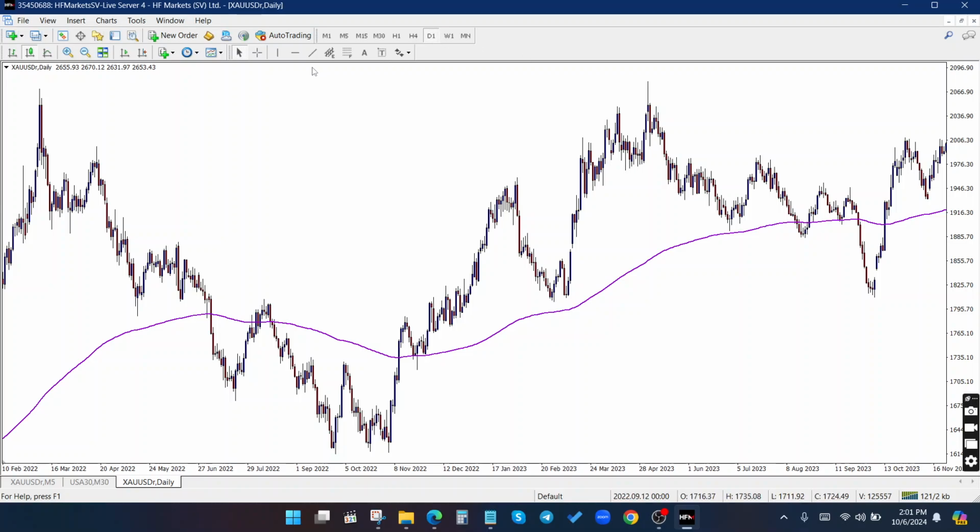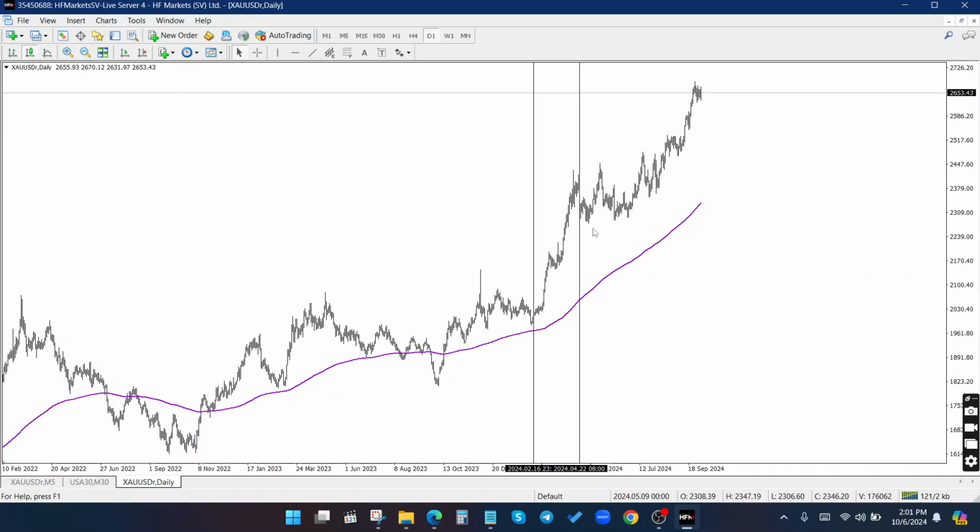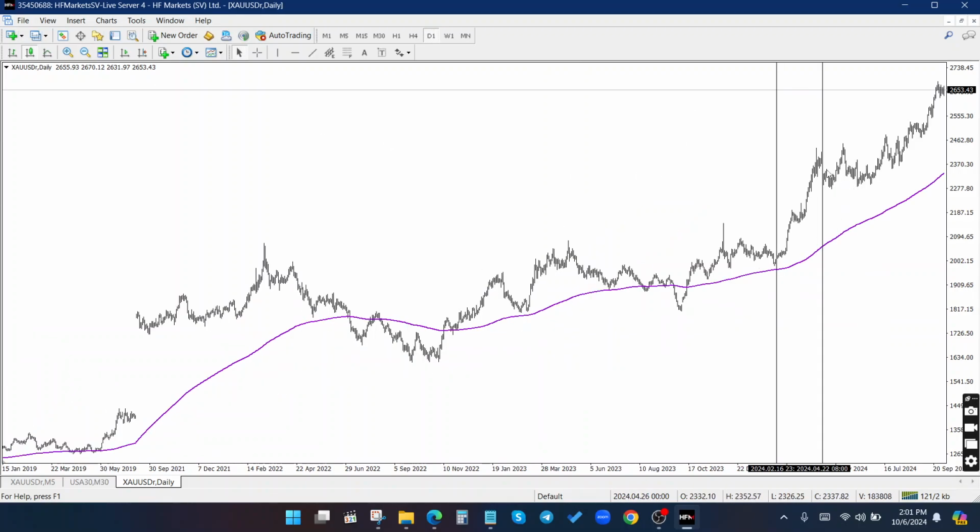Okay, but by using those vertical lines to demarcate, we can see. So this was the level we would have entered in, and we would have exited somewhere around here, in between these two lines that I had set on the 1 hour time frame.